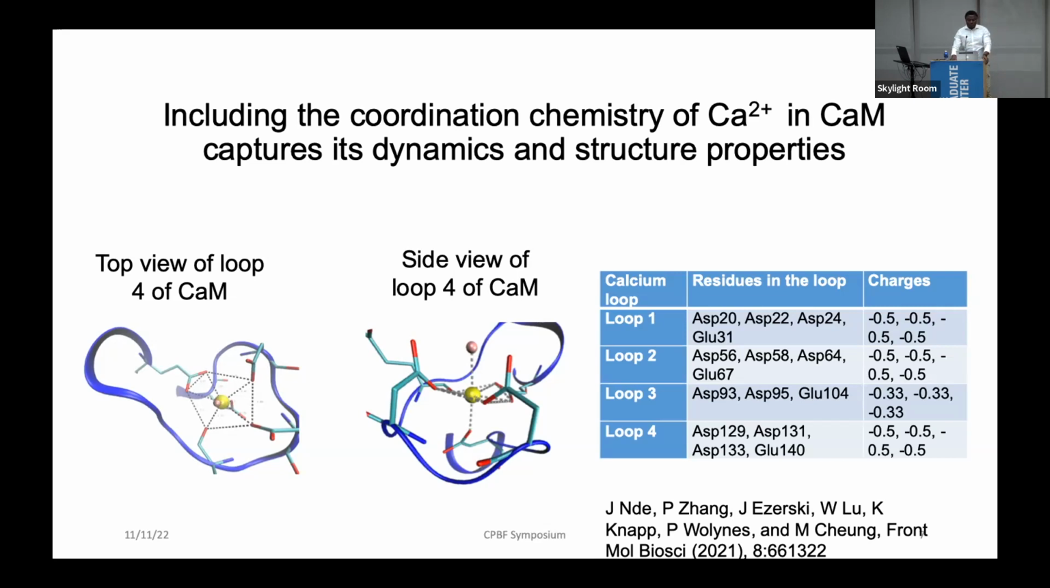In order to overcome this difficulty, we use the coordination chemistry of calcium, which has been shown to adopt the pentagonal pyramidal geometry, as you can see here. And then we assign the calcium charges to the negatively charged residues present in that coordination chemistry, as you can see in the table. Then we added all this setup to the protein force field called AWSEM.